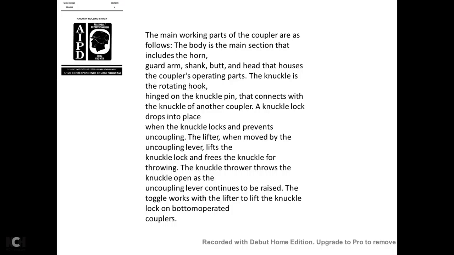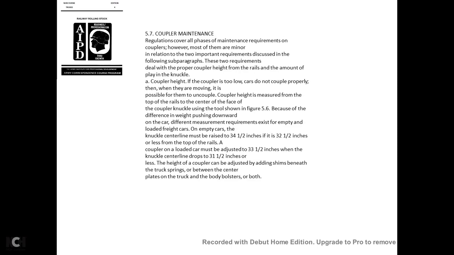The knuckle is a rotating hook, hinged on the knuckle pin, and connects to the knuckle of the other coupler. The knuckle locks the drop in place. The knuckle lock prevents uncoupling until the lifter is moved. The knuckle thrower throws the knuckle open as the uncoupling lever continues to be raised. The toggle works with the lifter to lift and lock up on bottom operated couplers.